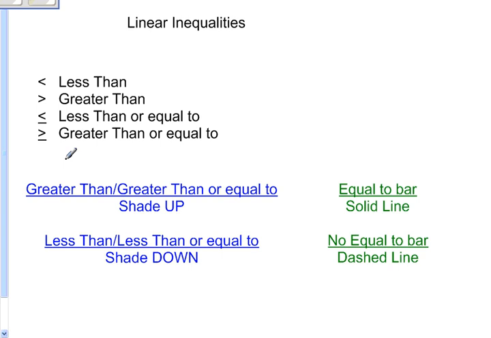First off, in the blue, a greater than or equal to tells me when I finish I'm going to shade up. And a less than or equal to tells me that I'm going to be shading down. Over in the green, if it has an equal to bar, so if it is a less than or equal to, or a greater than or equal to, then whenever I draw my line, it's going to be a solid line. But if there is no equal to bar, in other words, it is a less than or a greater than symbol, then when I draw my line, it's going to be a dashed line. Okay, let's take a look at these problems.